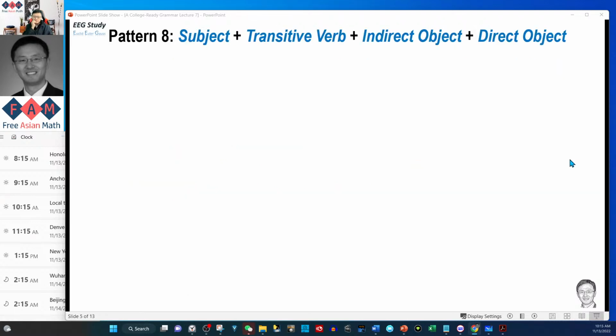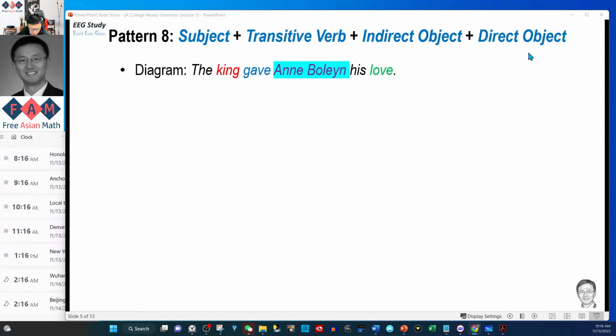Now, we're ready to study a new pattern for simple sentences. Well, this pattern is just a kind of shortcut to what we just discussed. And this pattern is, you have a subject, you have a transitive verb. Now you see something interesting. We have an indirect object, then a direct object. What does that mean? Well, we just said that the king gave his love to Anne Boleyn. The very same sentence can also be said in this way: the king gave Anne Boleyn his love.